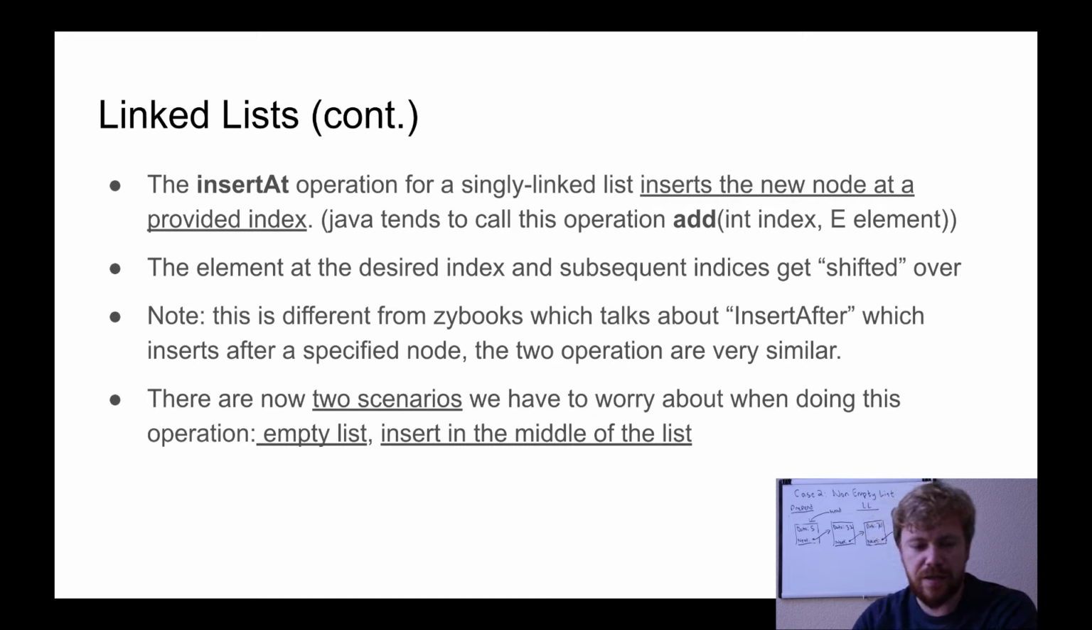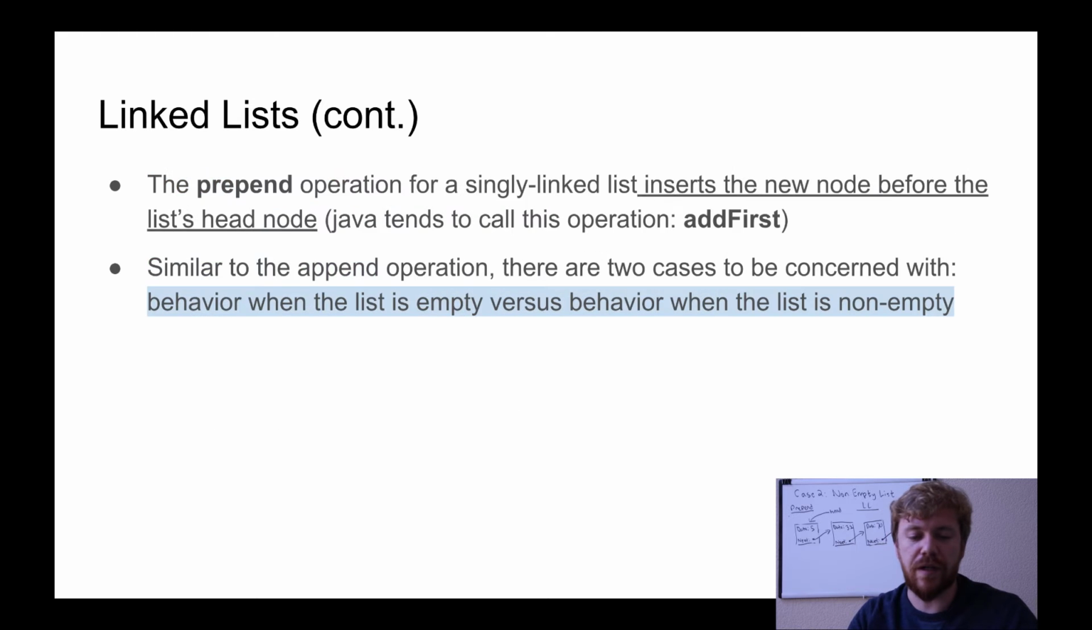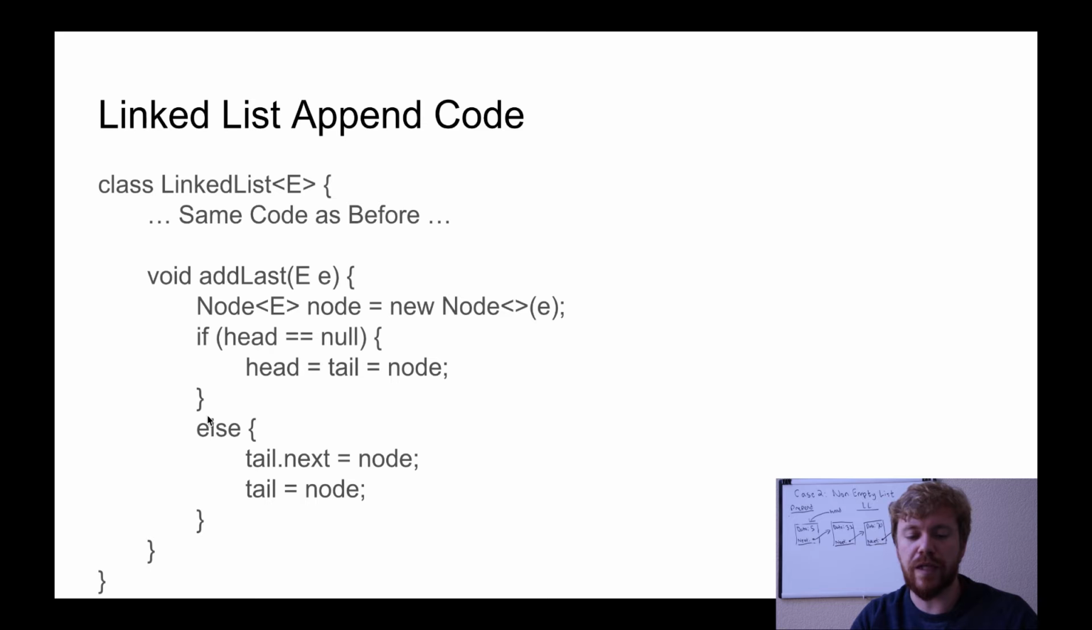We have the insert at operation that inserts a new node at a provided index. Now Java calls this operation add, and this add operation or method has two input arguments. The first is called index and is of type int, and the second is called element and is of type E. Now we've seen this element of type E before. If we look back a few slides, we can see here for the add last, which was the append method, our input to this method was e of type E. And so E in this case really is element.